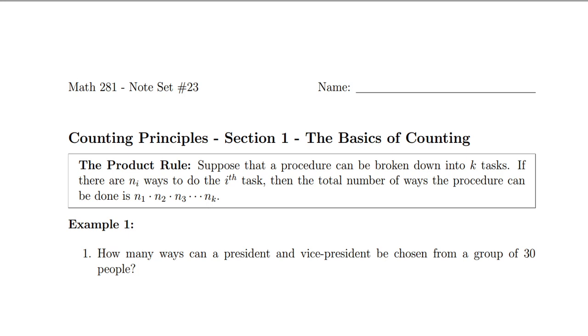Okay, so one of the first things that I wanted to talk about is the product rule. So here, when you're counting things, here's sort of what the product rule says. Suppose that a procedure can be broken down into k tasks, and if there are n sub i ways to do the ith task, then the total number of ways the procedure can be done is the product of n1 times n2 times n3 all the way up to nk for your k tasks. So you can kind of think of this as things being done independently.